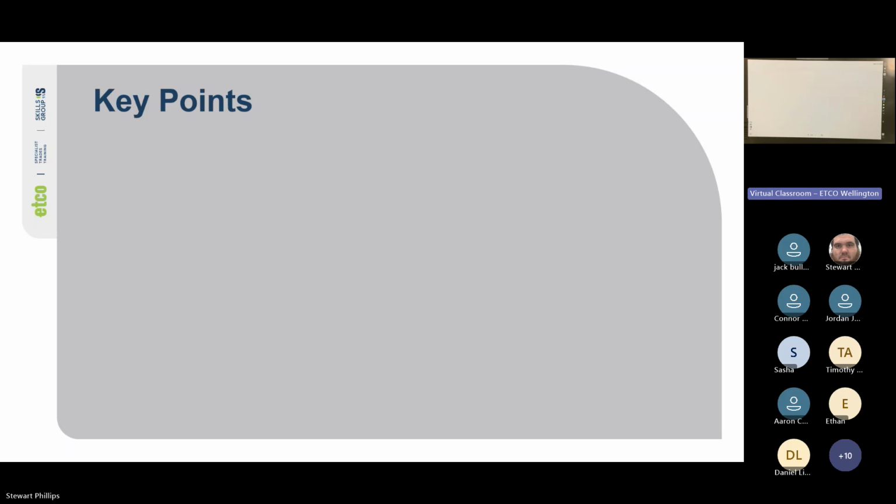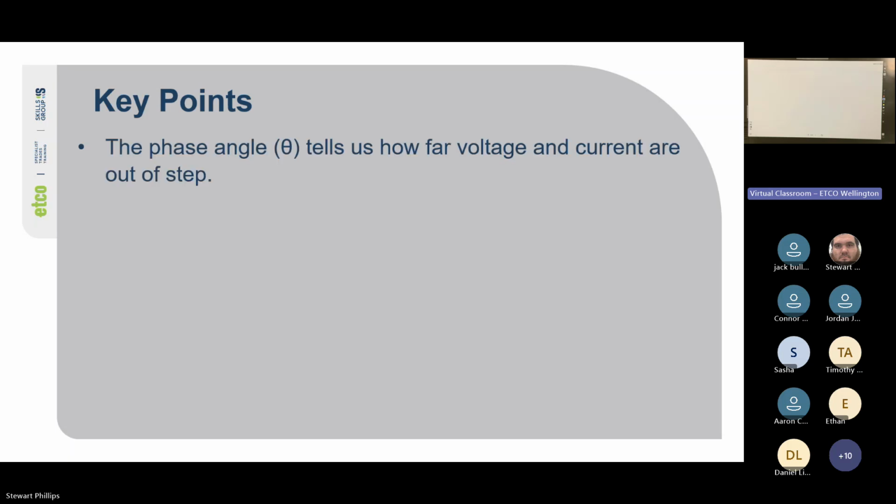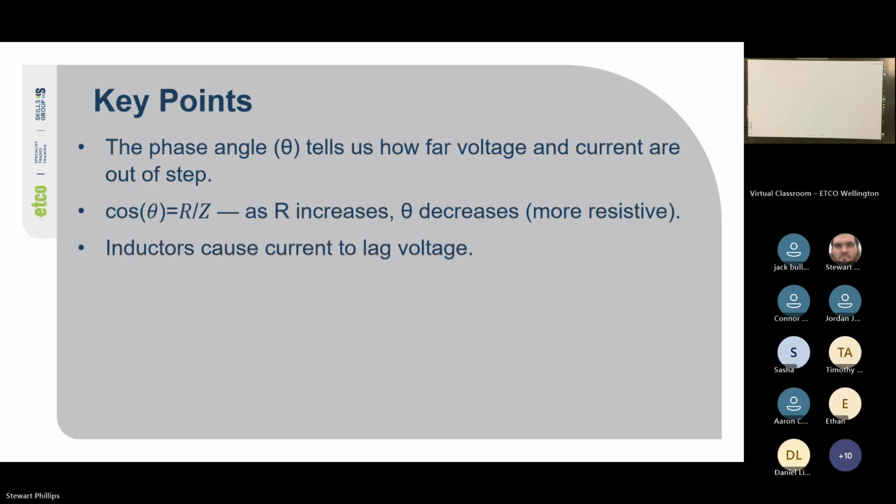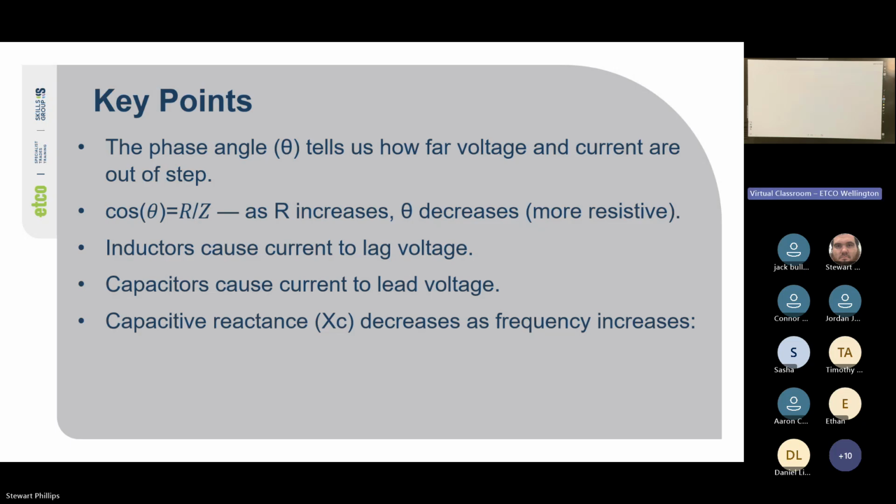So some key points to know. The phase angle tells us how far voltage and current are out of step. We still have cosine theta equals R over Z. As resistance increases, the angle will decrease. Inductors cause current to lag voltage. Capacitors cause current to lead voltage.